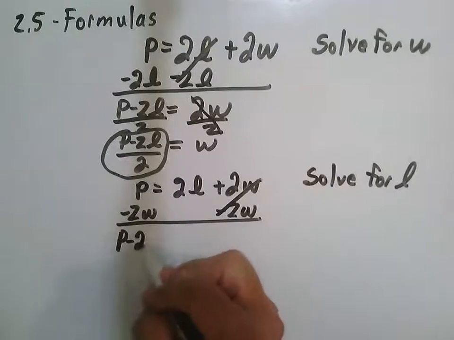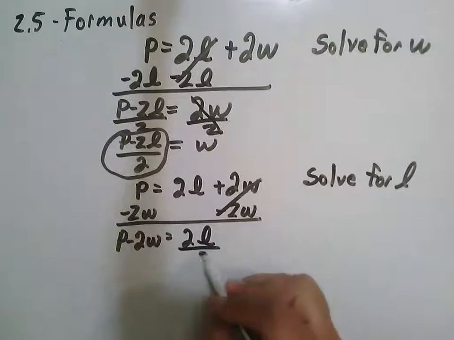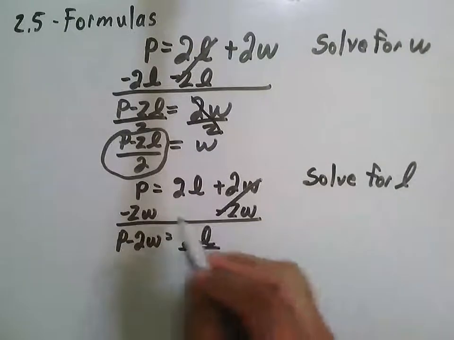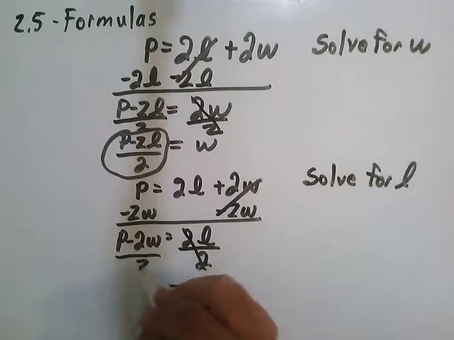This becomes P minus 2W. And then I'm just left with 2L on this side. Divide both of these by 2 because I'm trying to solve for L, not for 2L. That allows this to come down to a single L. Whatever I do on one side of the equation, do on the other. And of course, this is just going to be your final answer on this.